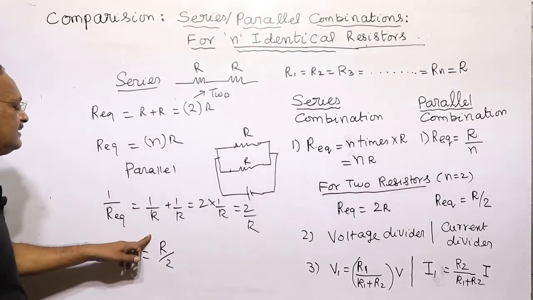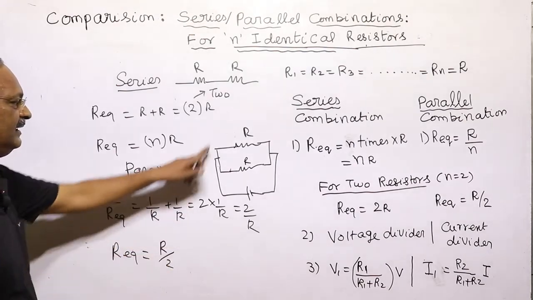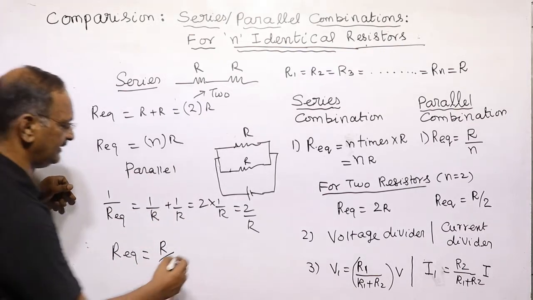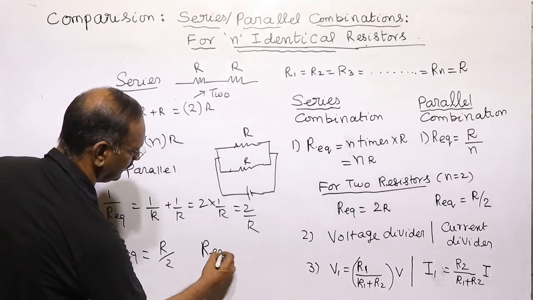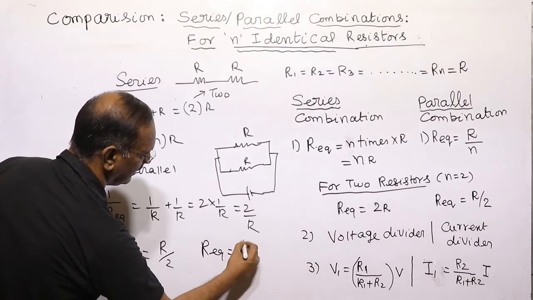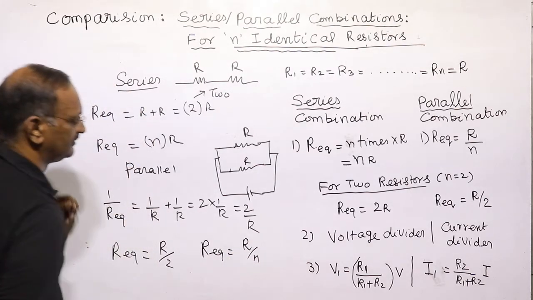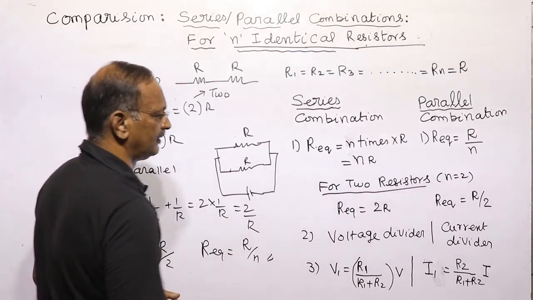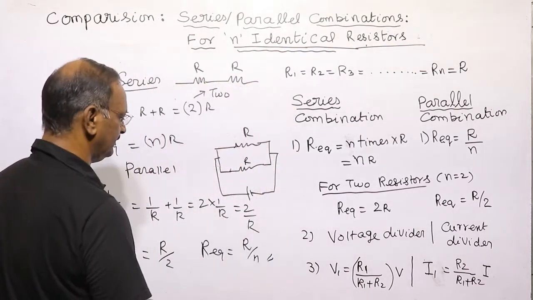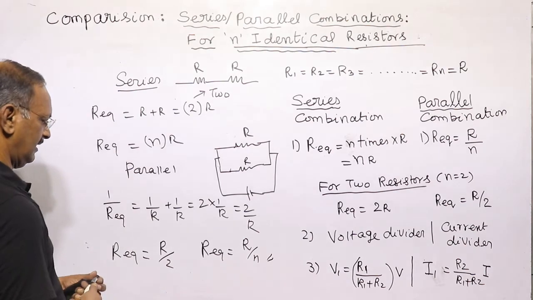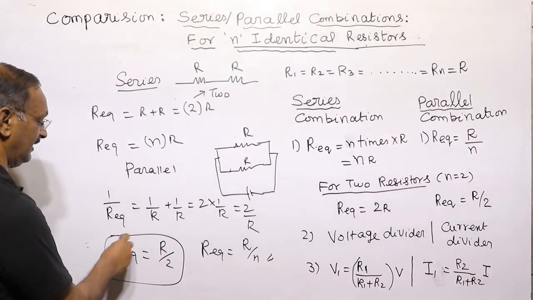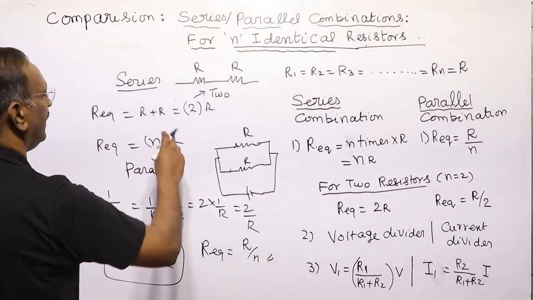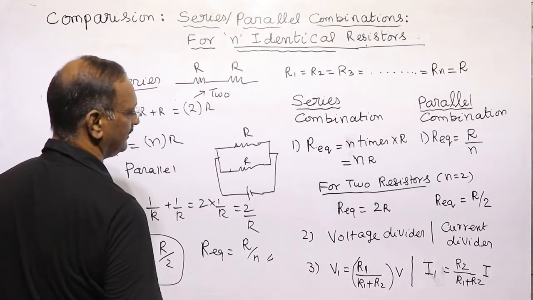It means single resistor divided by number of resistors. Here it is 2. If it is n in general, R equivalent is equal to R divided by n. This is for parallel combination. So for n equal to 2, R by 2, this is for two resistors in parallel combination, identical. This is n, all are identical resistors.